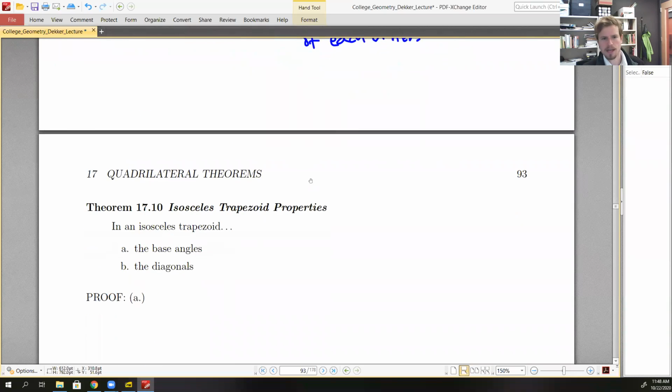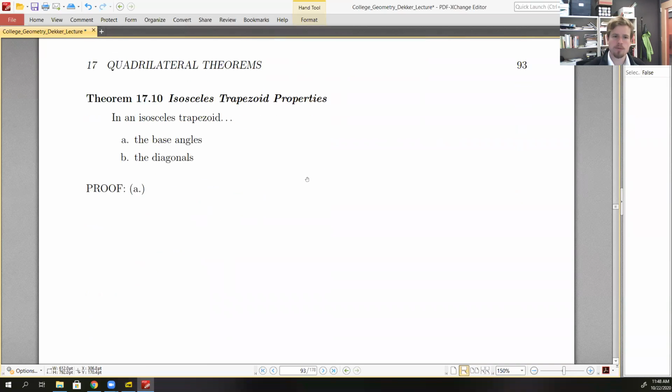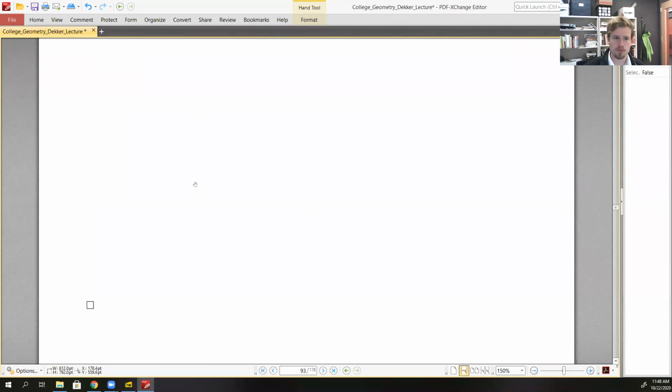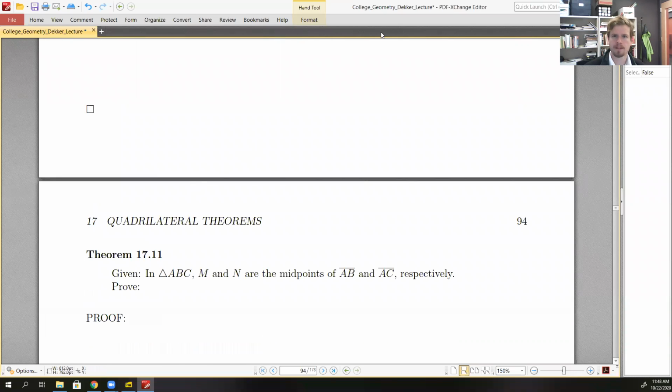From here, we'll take a look at two more theorems, but for the remaining theorems, we will consider the proofs, or at least partial proofs of both of them.